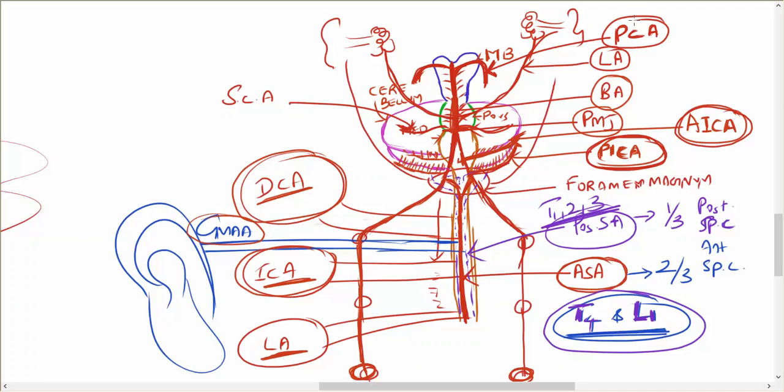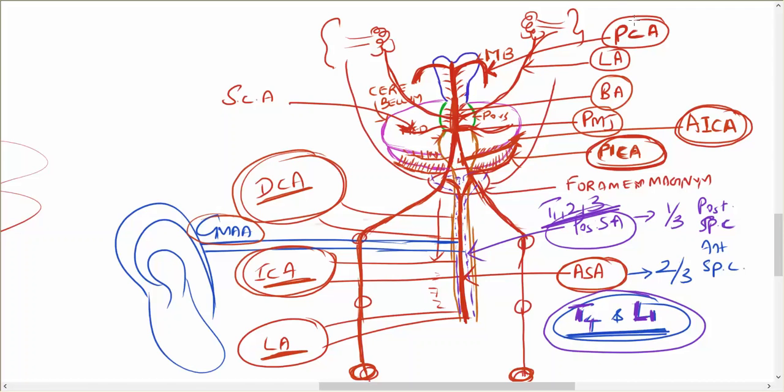Okay, so let's recap the posterior circulation. The posterior circulation all comes from the vertebral artery. You should know where the vertebral artery comes from. There are two vertebral arteries, right and left. The right vertebral artery comes from the right subclavian. The right subclavian artery comes from the brachiocephalic trunk, and the brachiocephalic trunk is the first major branch coming from the arch of aorta.